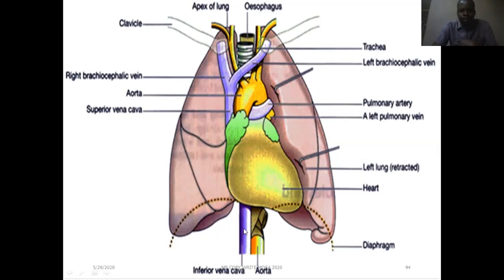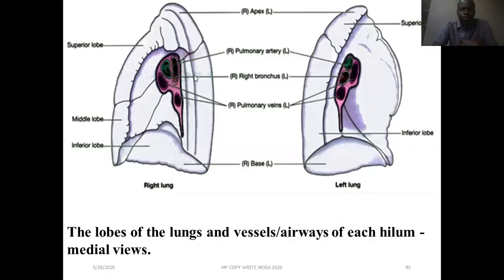We also have the inferior vena cava, providing venous return of blood from the lower parts of the body. And this is the aorta, supplying blood to the lower parts of the body. So this is the right lung and this is the left lung.